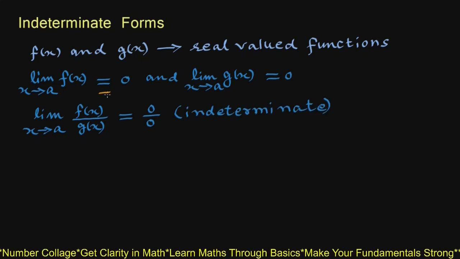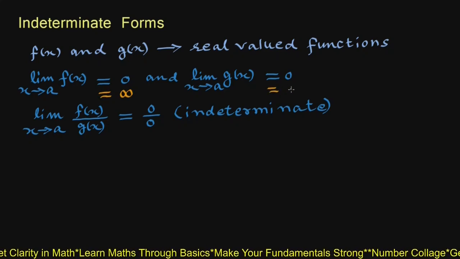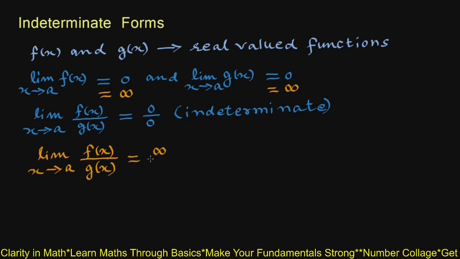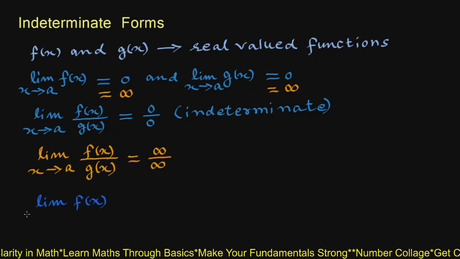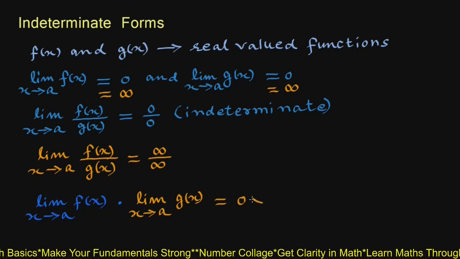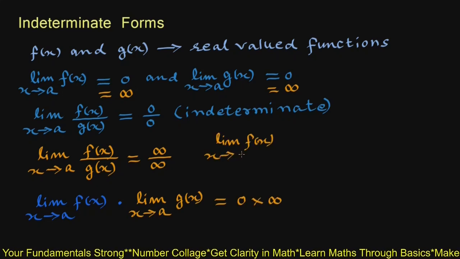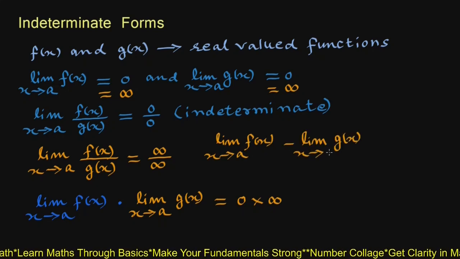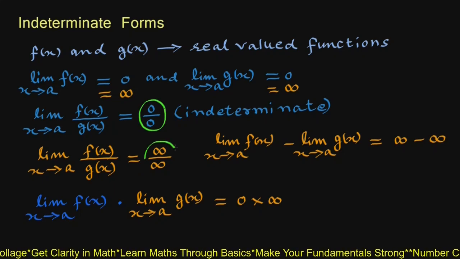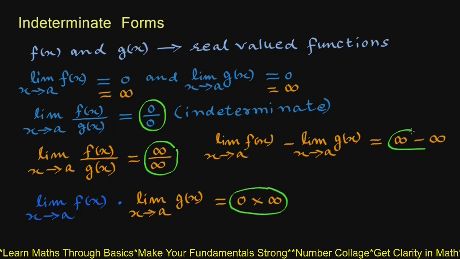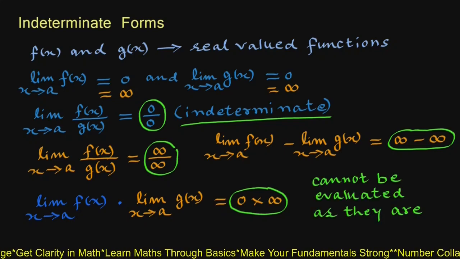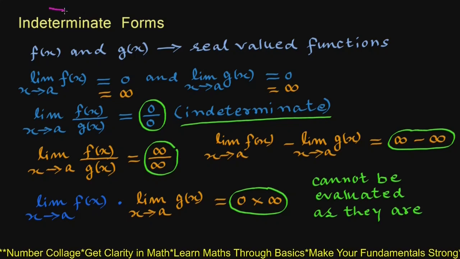And suppose the first limit is infinity and the second limit is also infinity, then the limit of f(x) upon g(x) as x tends to a will be infinity upon infinity, and the limit of f(x) multiplied by the limit of g(x) will be 0 into infinity, and the limit of f(x) minus the limit of g(x) will be infinity minus infinity. So the limits of the type 0 upon 0, infinity upon infinity, 0 into infinity, infinity minus infinity are indeterminate in nature. That means they cannot be evaluated as they are. So we have to devise a method to evaluate these indeterminate forms.